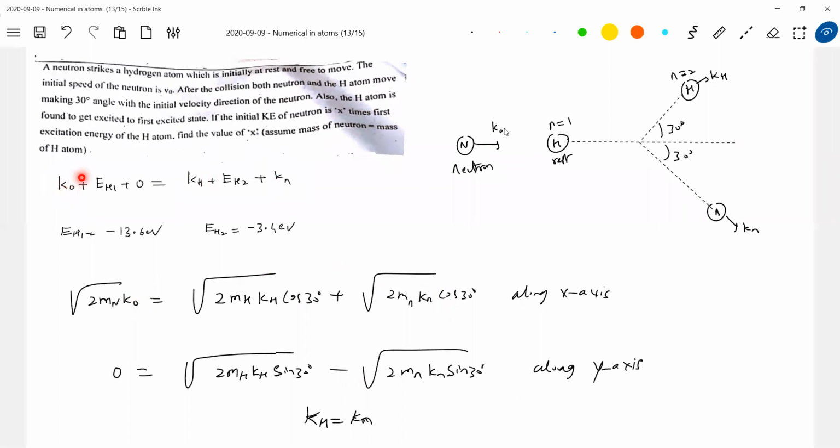Now, are all values permitted for the incident neutron? I am asking one best question. No. It all depends upon to what state this hydrogen gets excited. If it gets excited to n equal to 3, then one value is permitted. N equal to 4, one value is permitted. Now, all the energies are not permitted. In this case, what is the minimum energy needed to excite the hydrogen atom? Put EH2. If the neutron comes with energy less than that, then the hydrogen atom will not get excited.